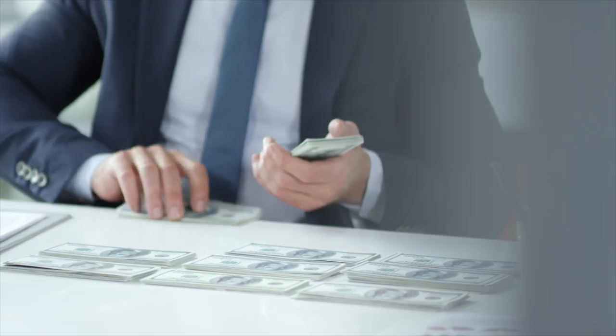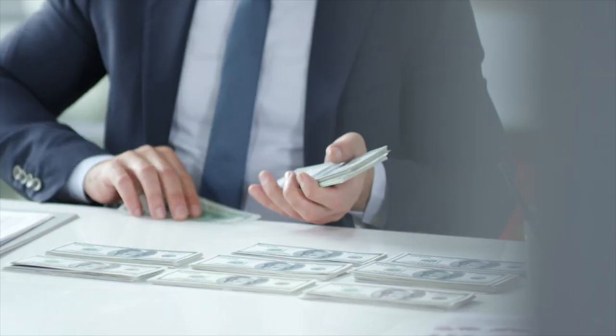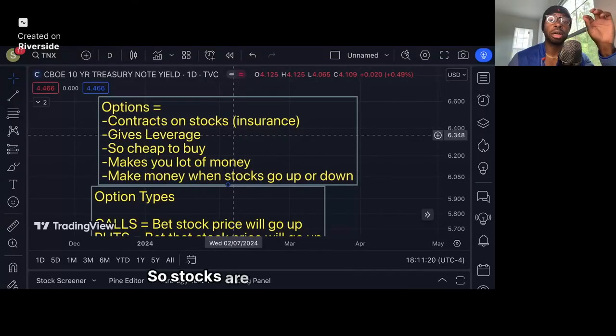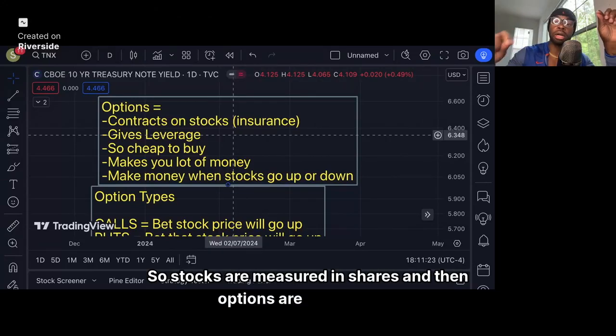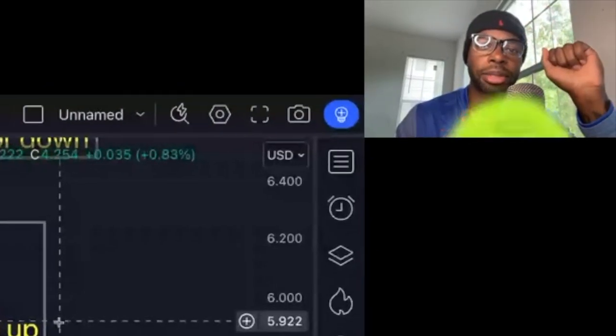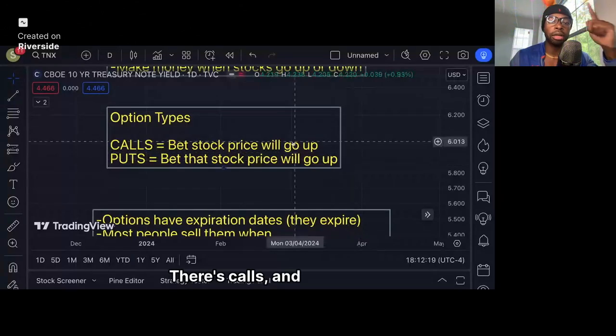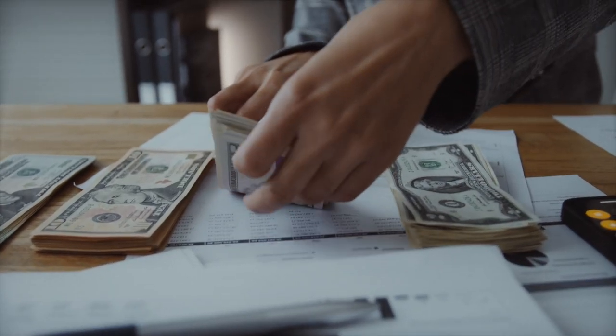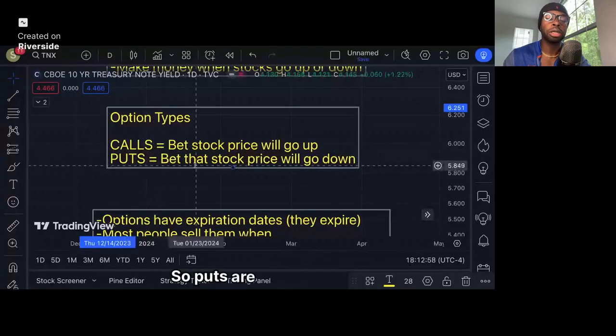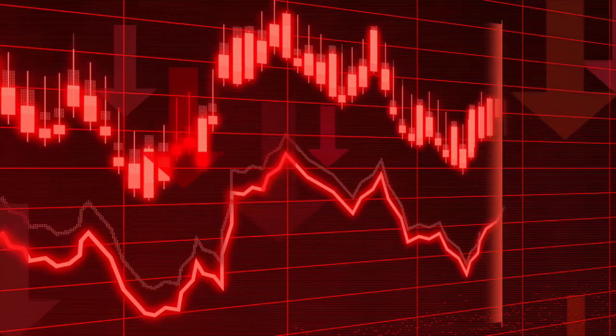So options are contracts on stocks. So they're like insurance. So stocks are measured in shares, and then options are measured in contracts. Okay? There's two types of options, two main types of options. There's calls, and all a call is you're betting that the stock price is going to go up. So puts are a bet that the stock price will go down.